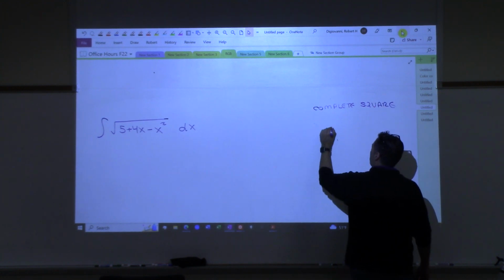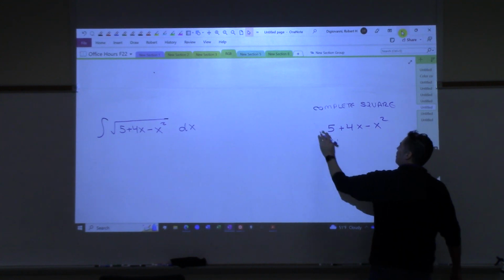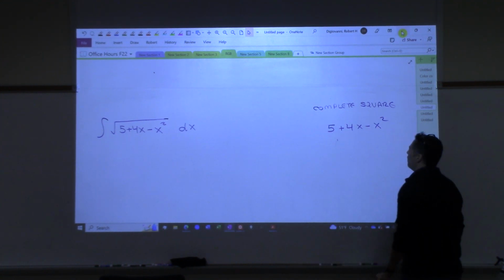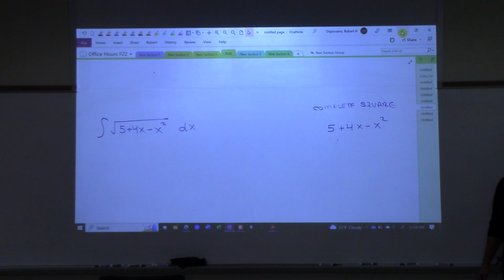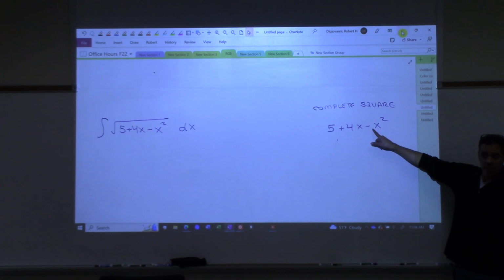So let's just work on that part first. What's the very first thing you need to complete the square? Well, the x squared has to be by itself, right? No. It has to have a coefficient of 1, right? So you can't have a negative in front. So what should we do?